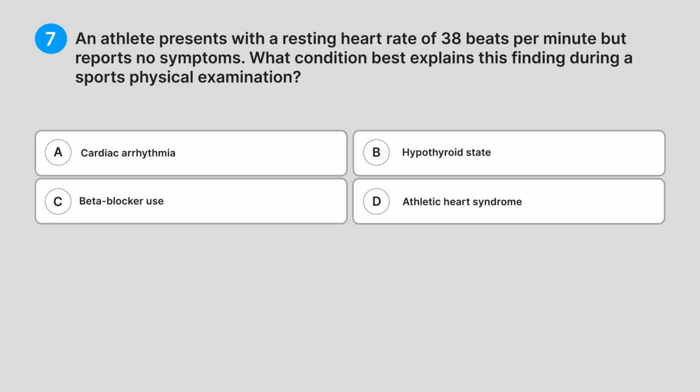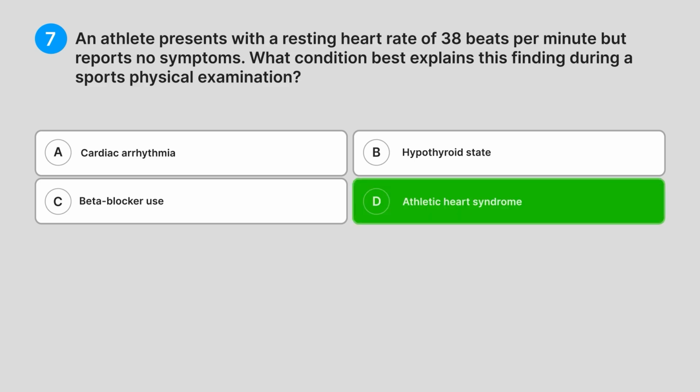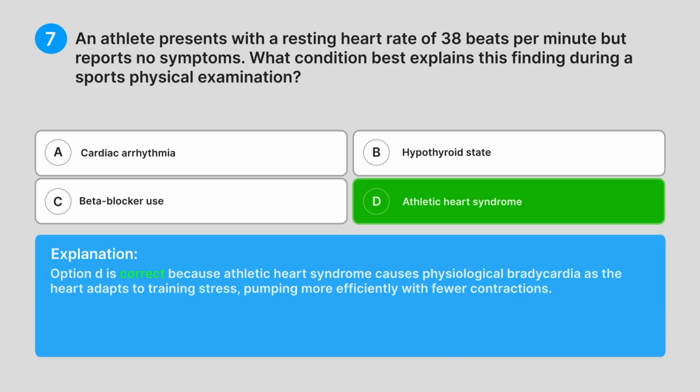Correct answer, D. Athletic heart syndrome. Explanation: option D is correct because athletic heart syndrome causes physiological bradycardia as the heart adapts to training stress, pumping more efficiently with fewer contractions.